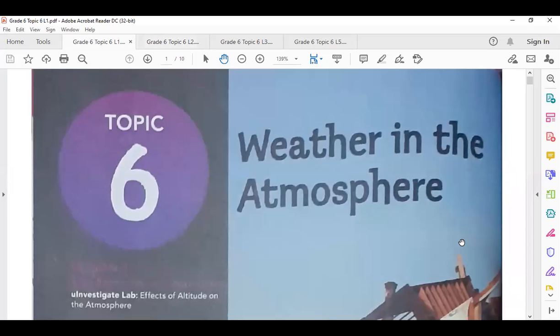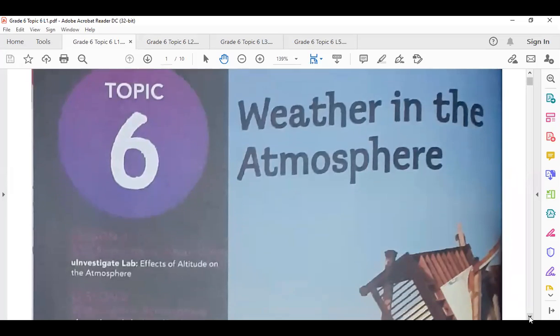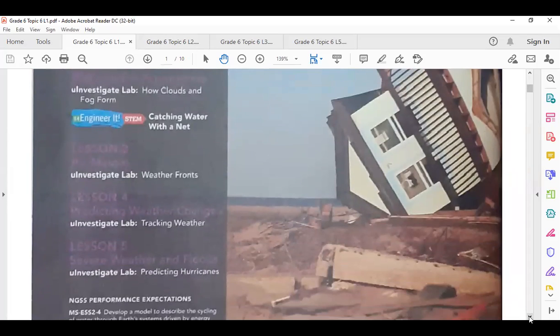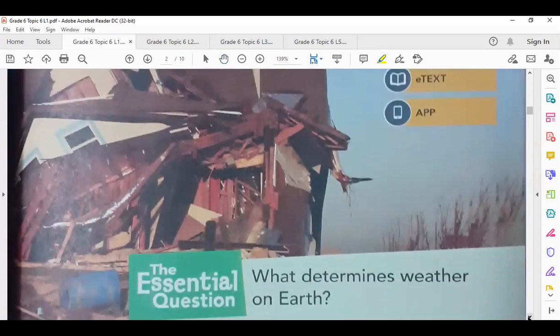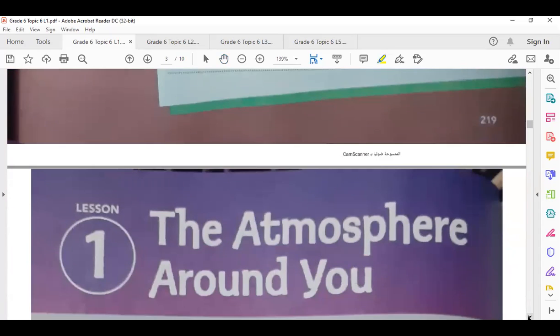Now, weather in the atmosphere: we have 5 lessons in this unit. I want to remind you again that lesson 4, predicting weather changes, is not included. We did not take it anyway.